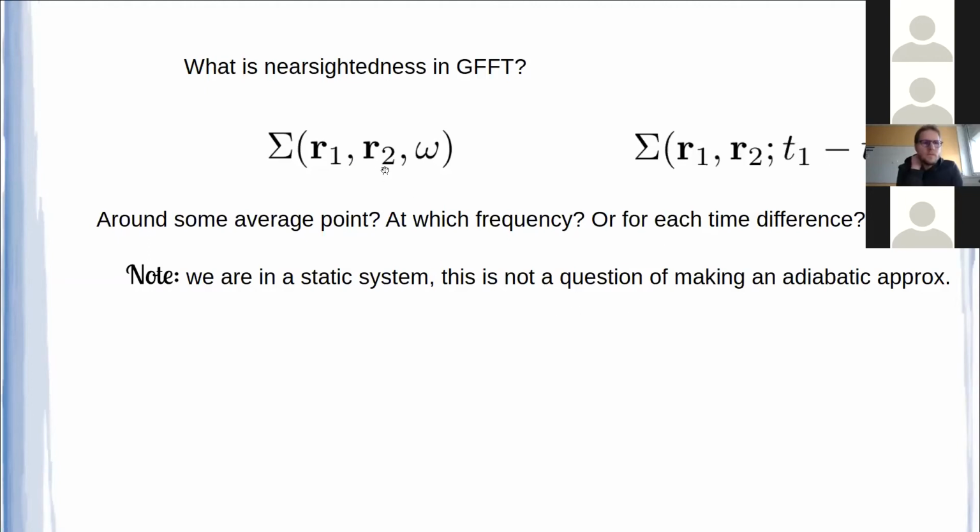So if we say we are nearsighted, around which point? R1, R2, the average, at which frequency or at which time difference? And note a note concerning time. We are in a static system, so it's not a question of being nearsighted in time in the sense of making an adiabatic approximation. That is still something else that you can do in a time-dependent framework, which I will not be touching upon because I think Robert will do it. Okay, so the question is, how do we use nearsightedness when we have these non-local objects?